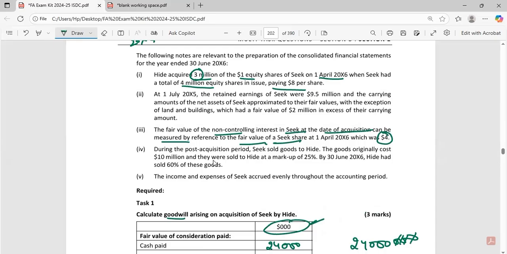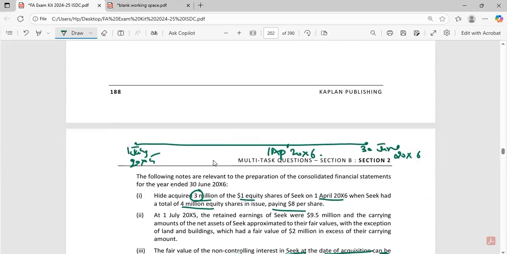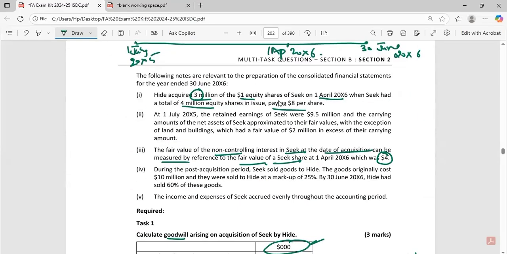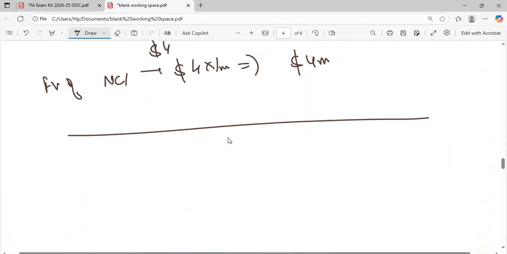Okay. Retained earnings. Where have we been given? Where is it? Let's find. Okay, we have been given here in point number 2. See, at 1 July 20x5, the retained earnings of SEEK were $9.5 million and the carrying amount of the net assets of SEEK approximated this. Okay, so we require this afterwards. So we will read it afterwards only. First, let's do the adjustment for retained earnings. So the opening retained earnings were 9.5 million. See over here, the retained earnings are 9.5 million.